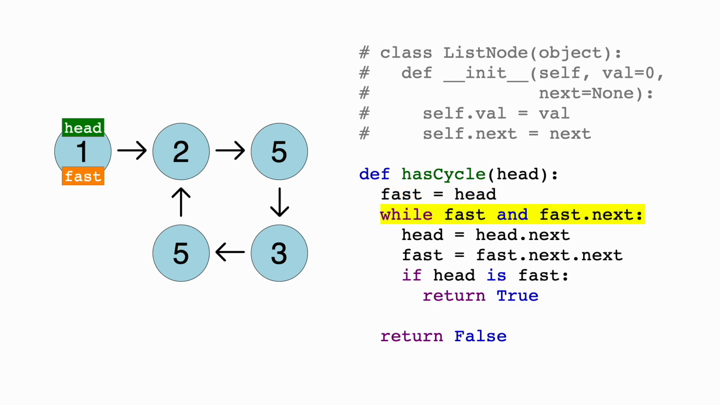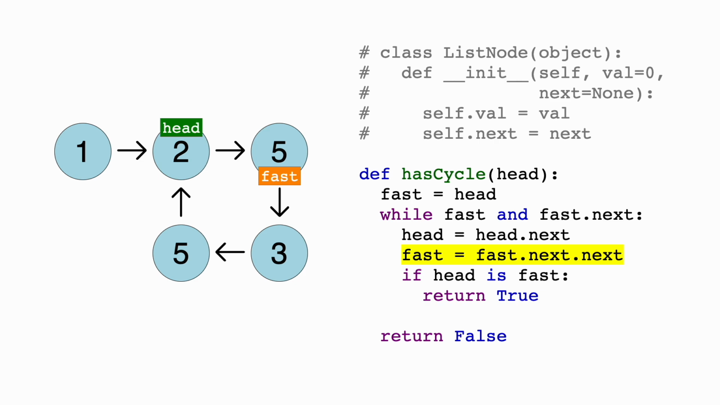Now we'll enter a loop that will move these pointers forward as long as both fast and fast.next are not null. In other words, we keep looping until we reach the end of the linked list. So now let's move the pointers up. First we'll set head equal to head.next, so we're moving it up one node. Then we'll set fast equal to fast.next.next. So to break this down, this would be moving it up to fast.next, and then we have to do another .next. So now we've moved it up two nodes.